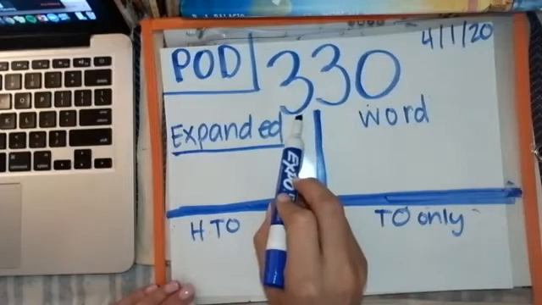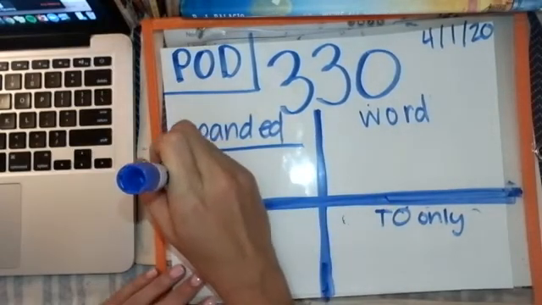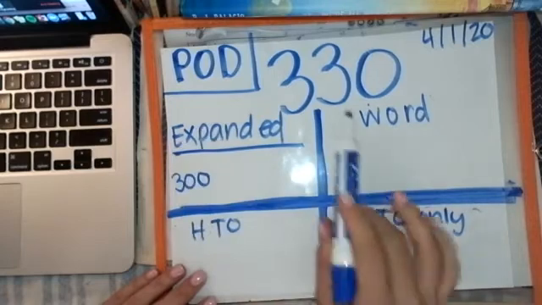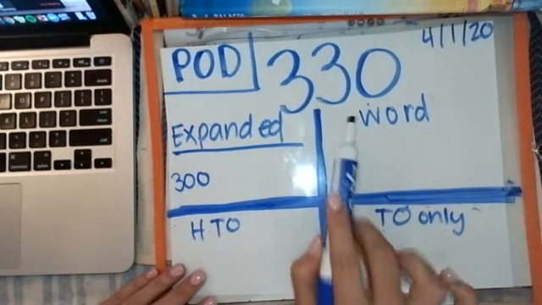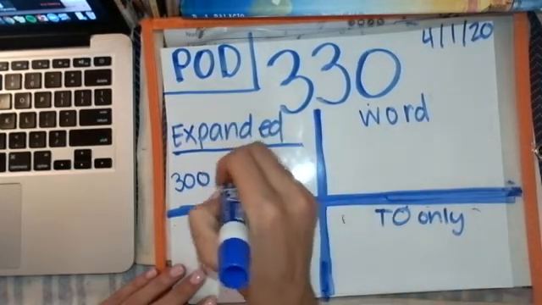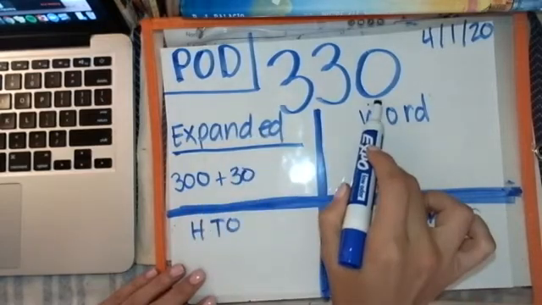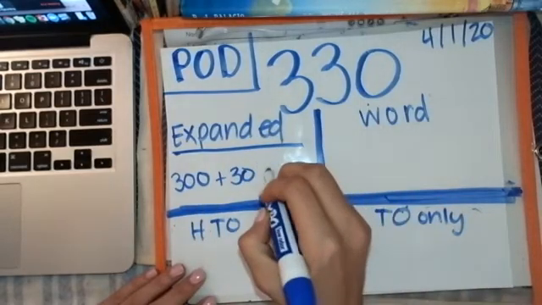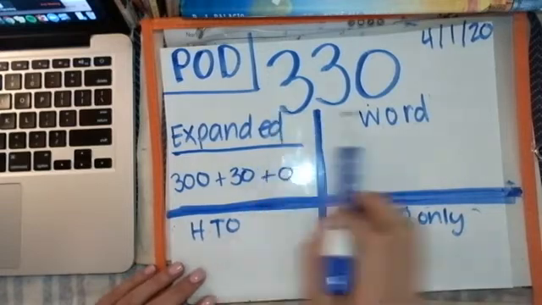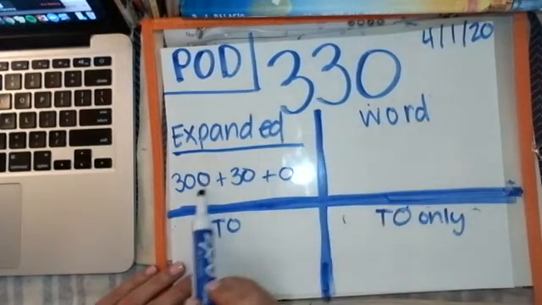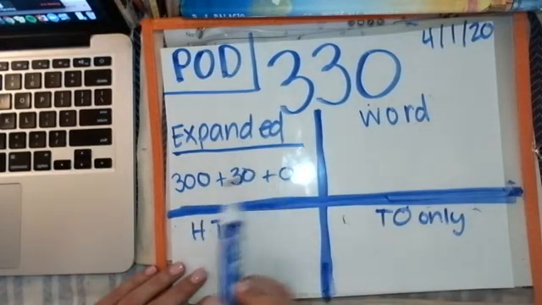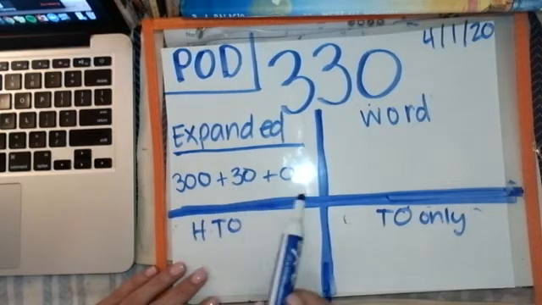What number's in the hundreds place? A 3. So we know that it's 300. What number's in the 10s place? That's a 3. We know it represents 30. And there are no 1s, so we're going to say plus 0. So when we expand 330, we stretch it out to hundreds, 10s, and 1s: 300 plus 30 plus 0.